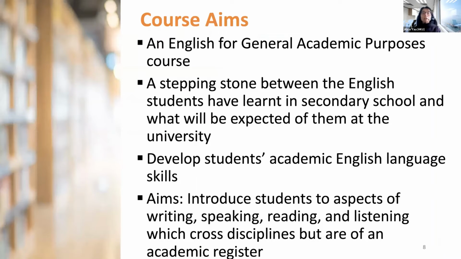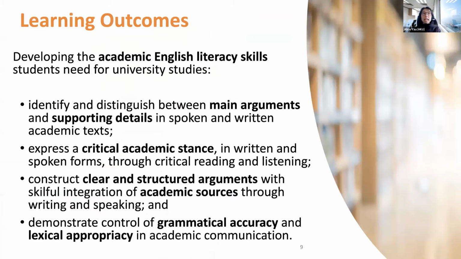So CAS 1000 is an EAP course for 2,400 first-year Hong Kong U undergraduate students in the academic year. It is a stepping stone from secondary school English to university English, and it helps students to use academic English more effectively in their university studies. In this English learning pathway, there are a few stages which I'm going to illustrate later.